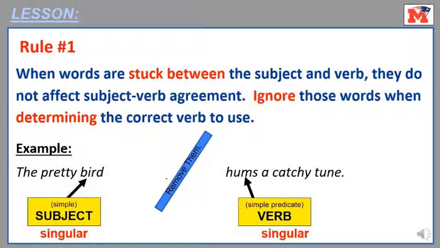Since bird is singular as the subject, it has to have a singular verb. Hums has an S on the end of it. The pretty bird hums a catchy tune. So the pretty bird hum a catchy tune would not be correct. Hum is plural. The pretty bird hums a catchy tune is correct. It's important to move those words out of the way that were in the middle because they can get you confused. That's why you get rid of them. Then you can see exactly what you are truly dealing with.